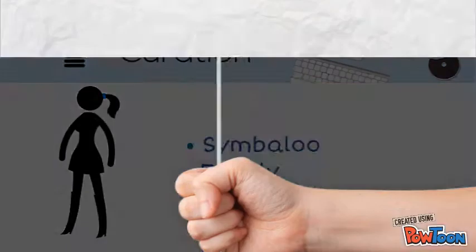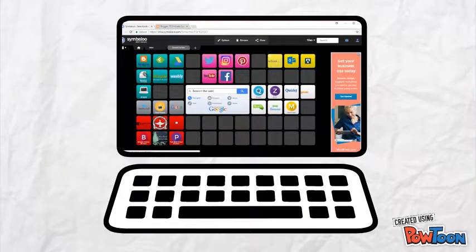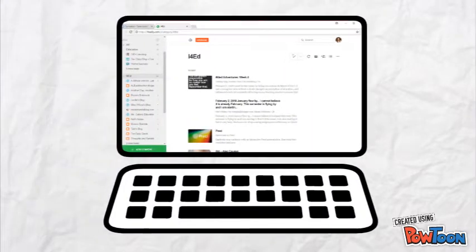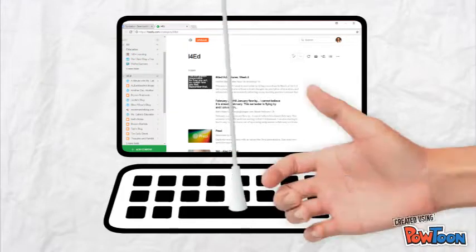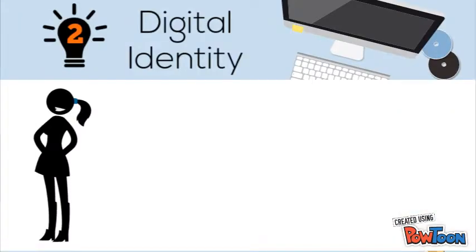Symbaloo is a great way to store and manage bookmarks on the web. It helped keep me organized by providing me with a platform to store and organize all the cool apps we learned about this term. Feedly is an RSS feed that helped me to keep track of all of my classmates' and my favorite educators' blogs throughout the term. It was great for keeping me up to date and connected with other educators in my classroom and around the world. Next up is digital identity.